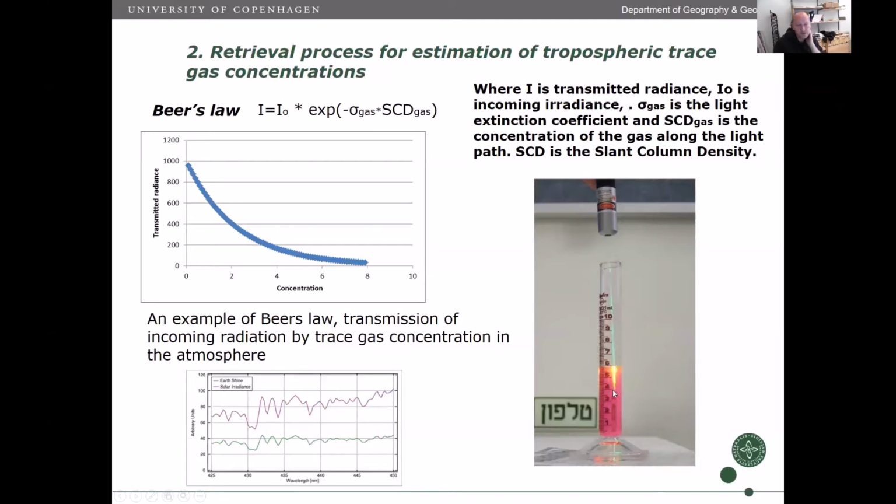If we go further down to 2 units below, we can see that even more is absorbed. But the further down we go, the less the difference there is. And that's what Beer's law tells us, that there is an exponential decay in the amount of radiation that is absorbed by the increase in the concentration of the tropospheric trace gas.